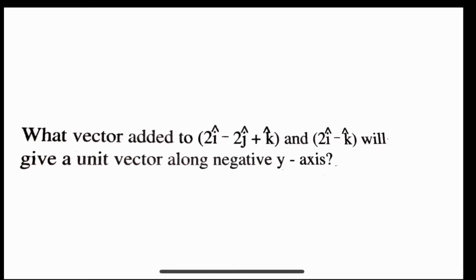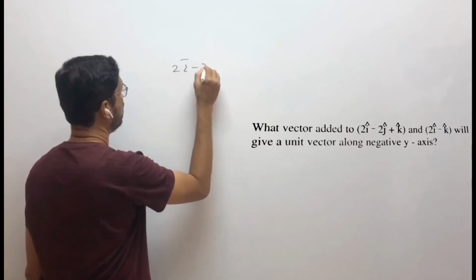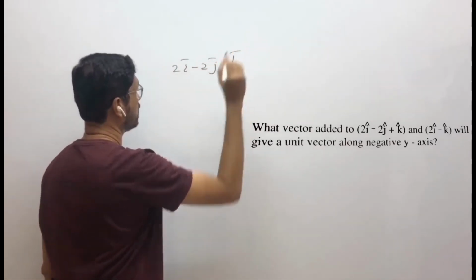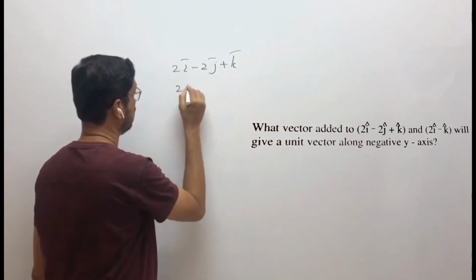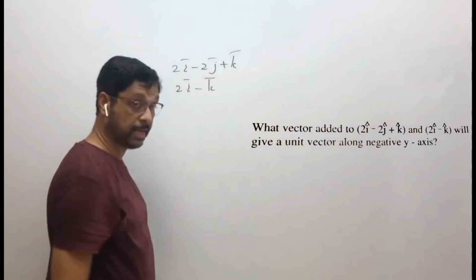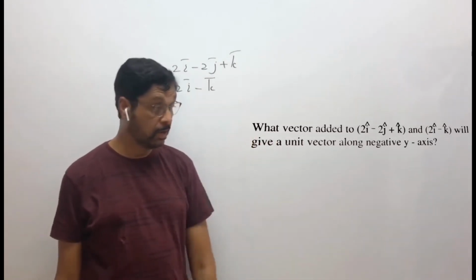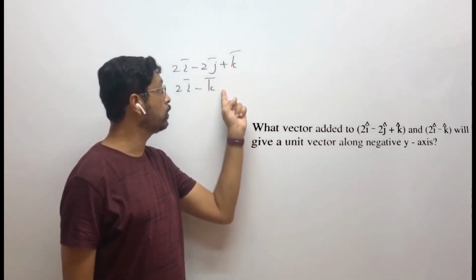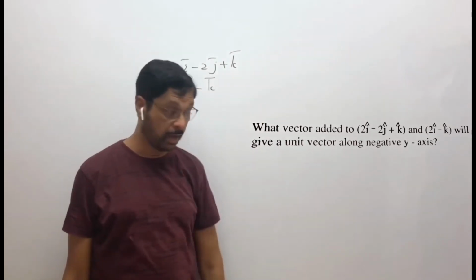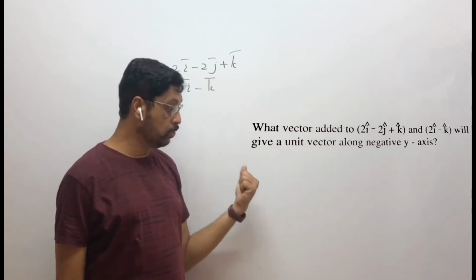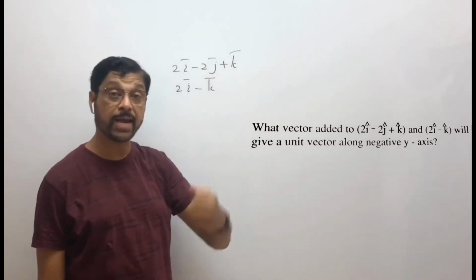Coming to the next question. What vector added to 2i minus 2j plus k, 2i minus 2j plus k, ये एक vector है and 2i minus k, 2i minus k, ये दो vectors हैं. और क्या पूछ रहा है? What vector added to these two? इन दोनों में कौन सा vector add करना पड़ेगा to give a unit vector along negative y-axis.